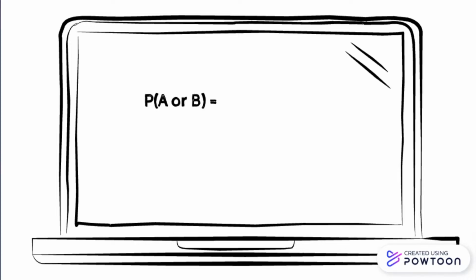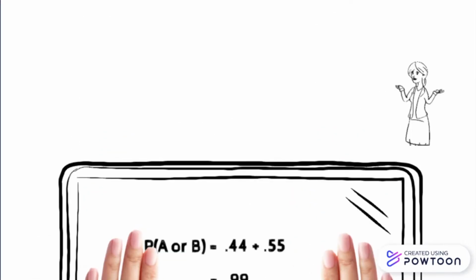Now we have P(A) and P(B), and we put them into the formula. So we get 0.44 plus 0.55, which is equal to 0.99. So the probability of choosing a presidential and vice presidential candidate in Indonesia was 0.99.